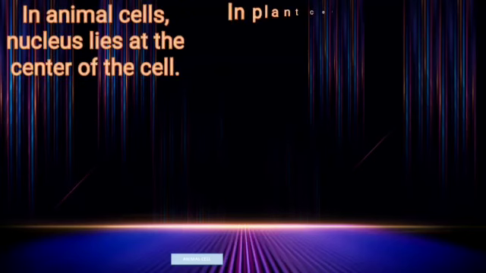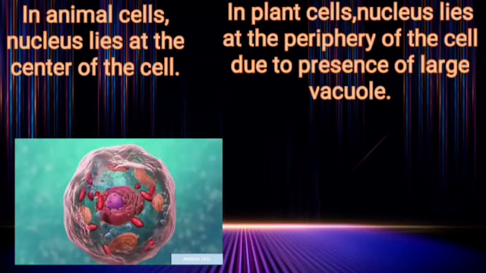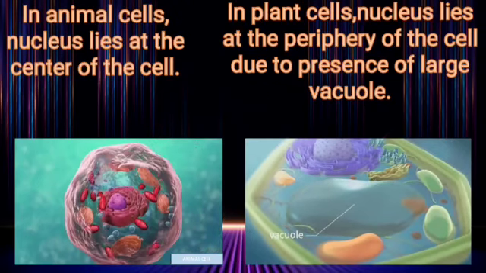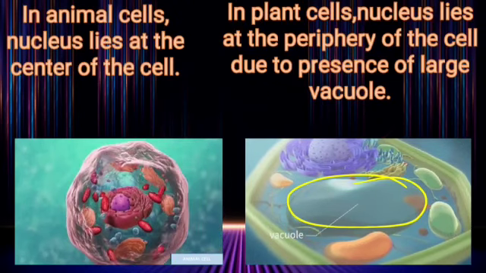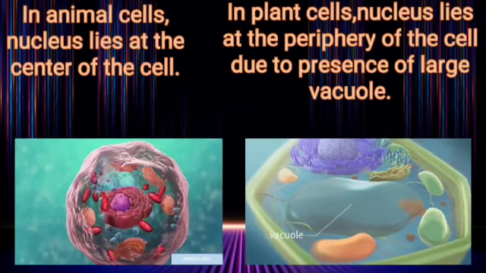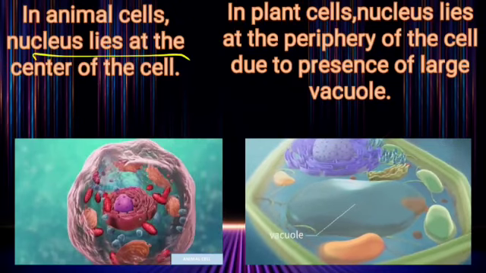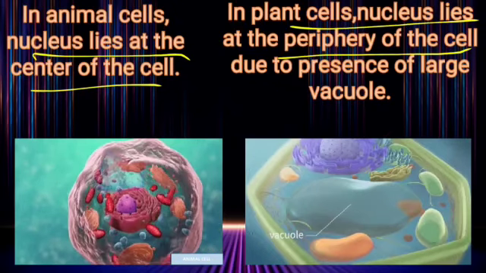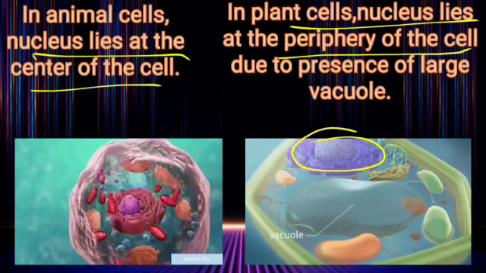In animal cells, the nucleus lies at the center of the cell, and in plant cells, the nucleus lies at the periphery of the cell due to the presence of a large vacuole. You can see here it is a vacuole. We will learn about vacuole afterwards. You just have to remember the point that in animal cells, the nucleus lies at the center of the cell, and in plant cells, the nucleus lies at the periphery. Periphery means at the corner, at one side of the cell.